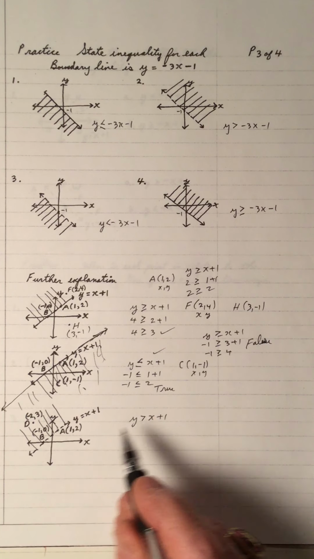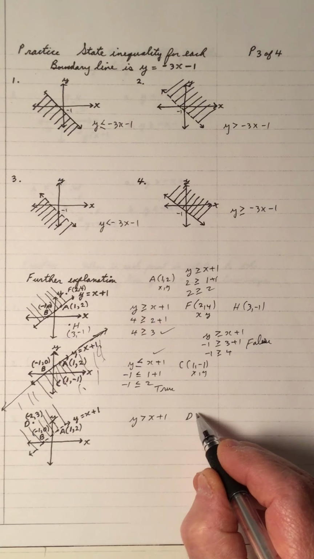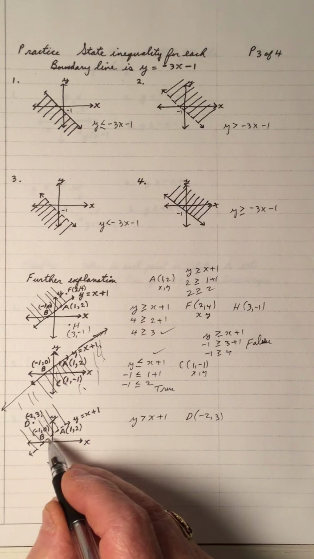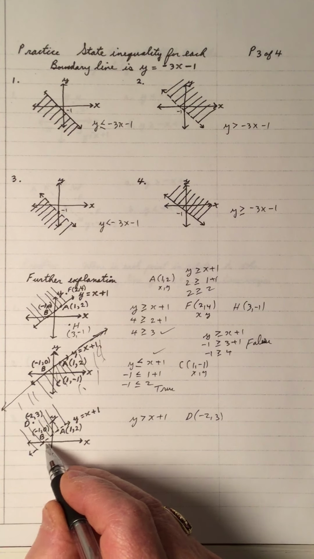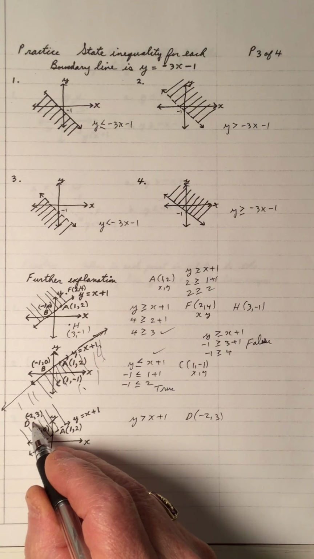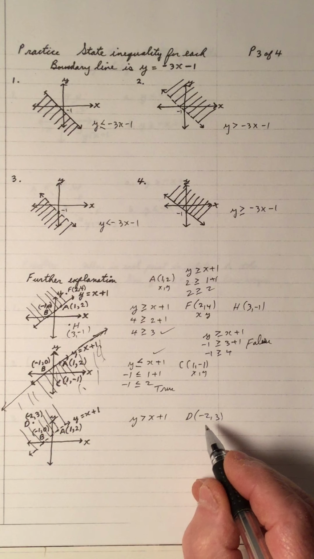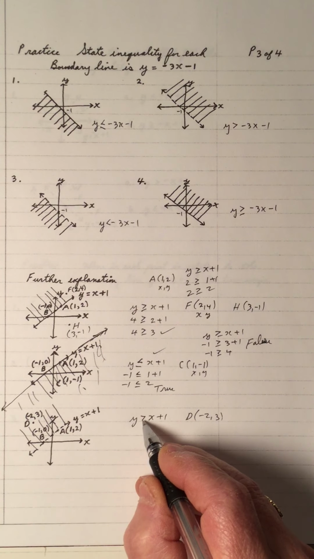And let's go down to the bottom one again. And I have the point D. So the point D is negative 2, 3. So this point right here is negative 2, 3. Again, I haven't marked anything off, but you can see that this point is in this graph. So that means that this point makes this inequality true.